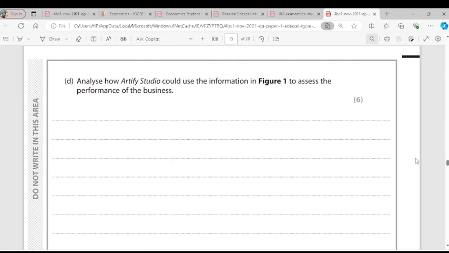And the second point I wrote, Artify can use the calculation to assess the performance of the business in terms of cost cutting, and be able to know if there is need to change the approach if costs are still increasing.